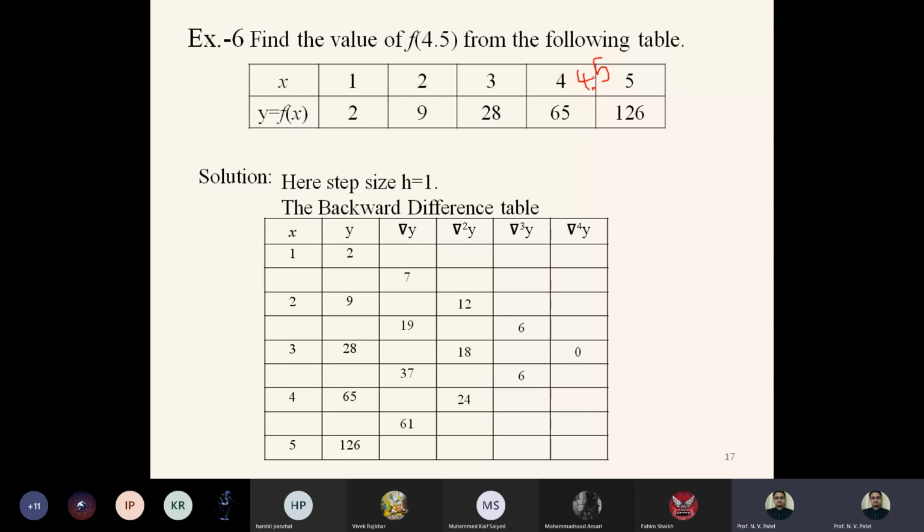9 minus 2 is 7, 28 minus 9 is 19, 126 minus 65 is 61, then the first order, second, and third, and the fourth order is 0. But to apply our backward interpolation, we require all these lower values of our table, that is 126, 61, 24, and 6.